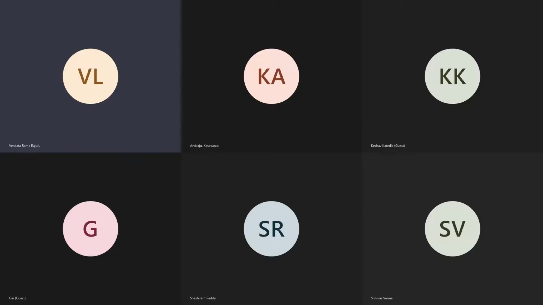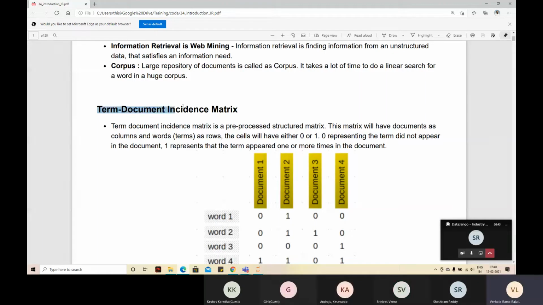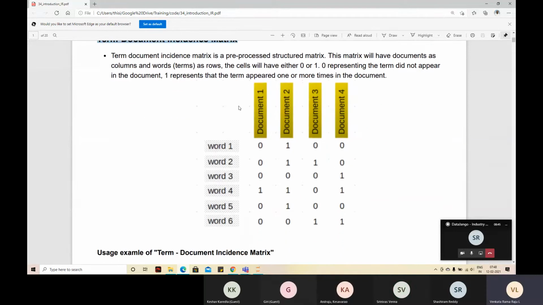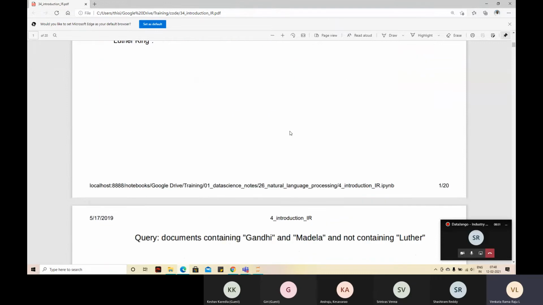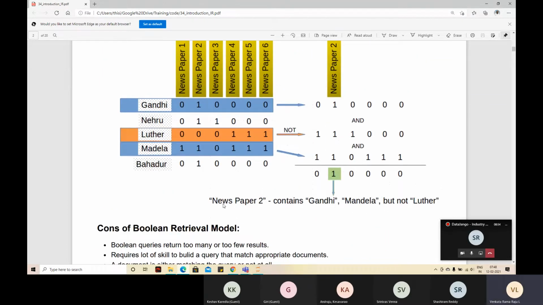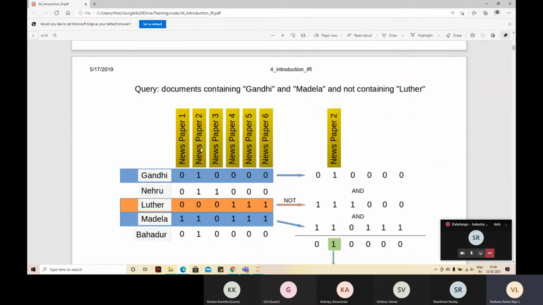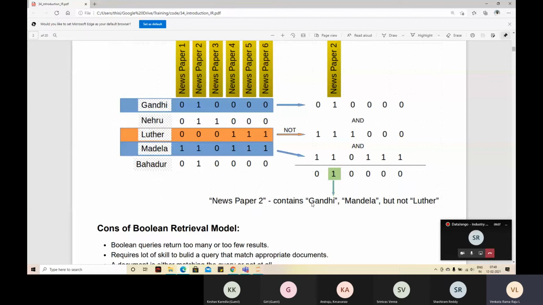So yesterday we looked into a representation, the term document indices matrix. Our goal here is to find appropriate documents related to a query string. What is a query string? I want a newspaper that contains Gandhi, Mandela, but not Luther King. That's a query string. I need to find the documents which have this kind of data.